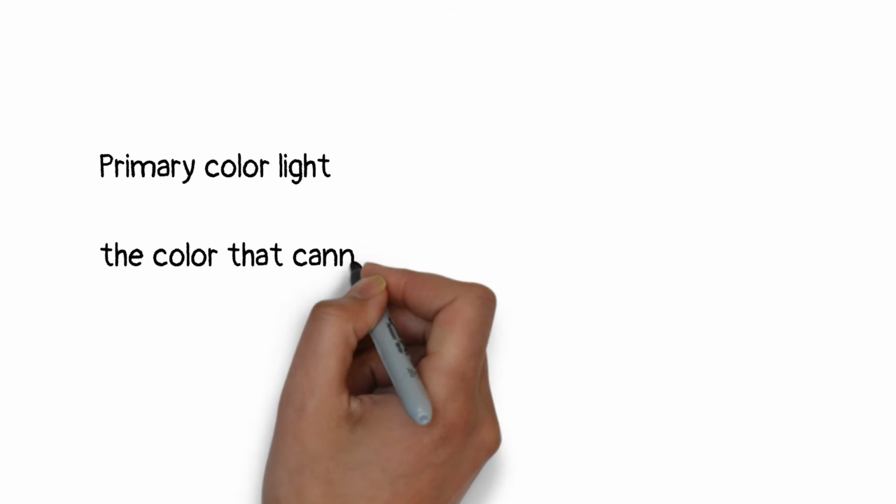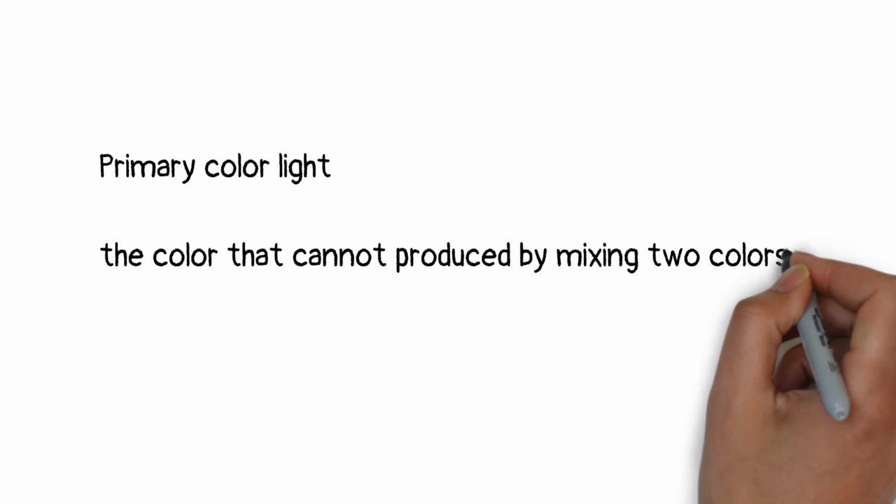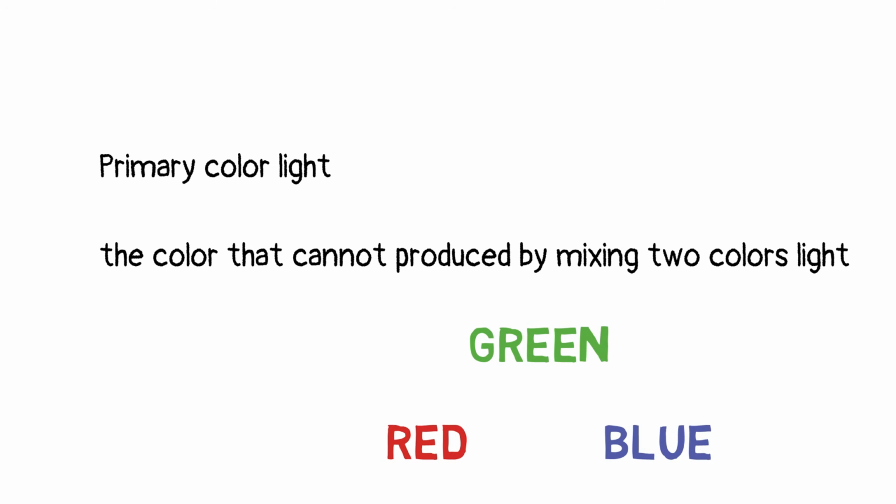The primary color light is the color that can't be produced by mixing 2 colors of light. And we have three primary color lights, and they are red, green, and blue. The red, the green, and the blue are the primary colors. What is meant by primary? Primary is the color that can't be produced by mixing two colors of light.